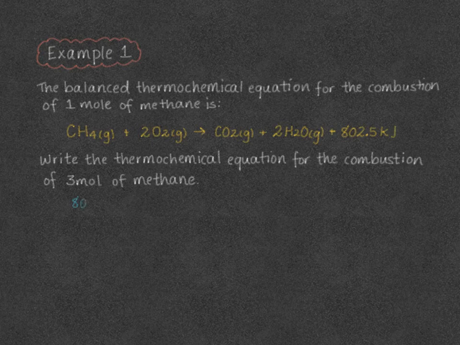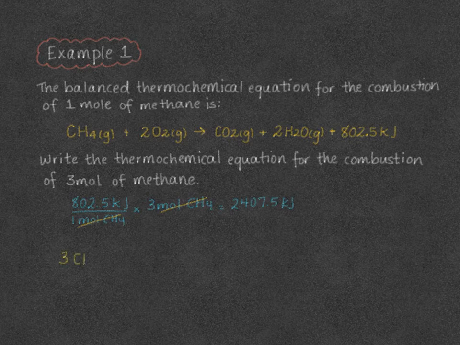So to start, we're going to write our energy terms. So we have 802.5 kilojoules of energy for every 1 mole of methane. And so that 1 mole of methane is from the reaction itself. We're going to multiply this by 3 moles of methane. And we find out that the energy term is now 2,407.5 kilojoules of energy. So we can now multiply the coefficients for all of our reactants by 3, as we've multiplied the coefficient of methane by 3.